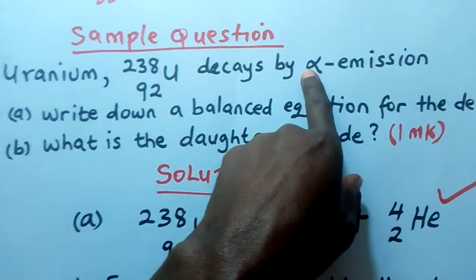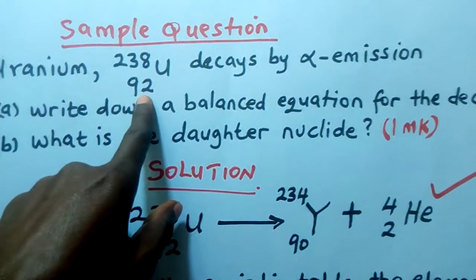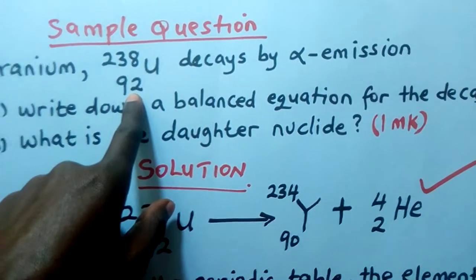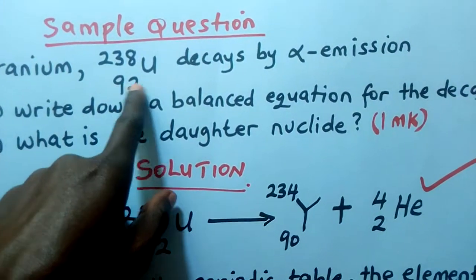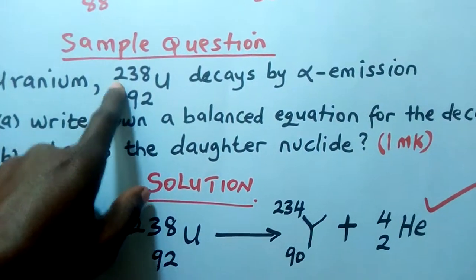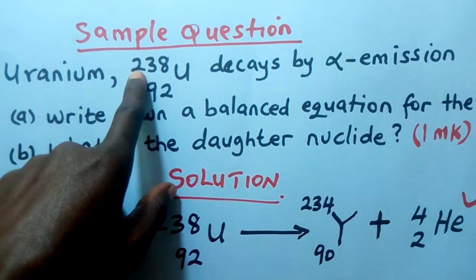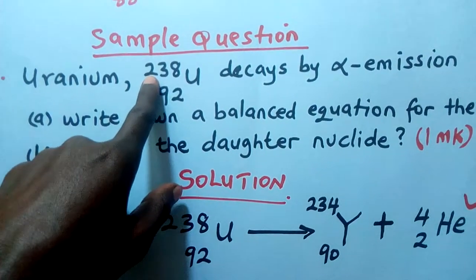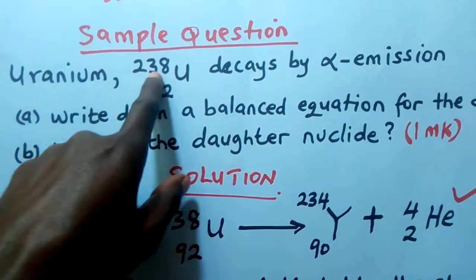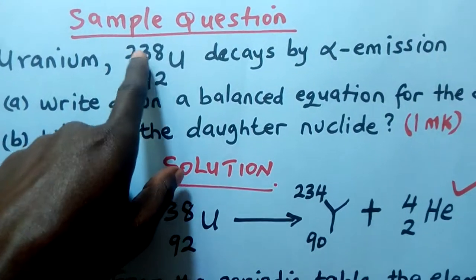So what did we say? Whenever it is alpha emission, the atomic number decreases by 2. So the daughter will have 92 minus 2, which will be 90. Then this will be the atomic number. Then the atomic mass will also decrease by 4. So while the parent is 238, the daughter will be 238 minus 4, which will be 234.